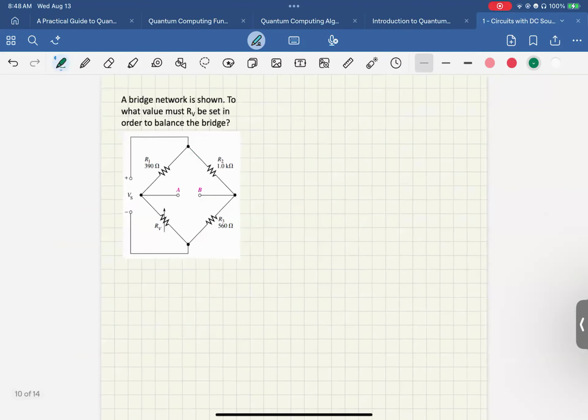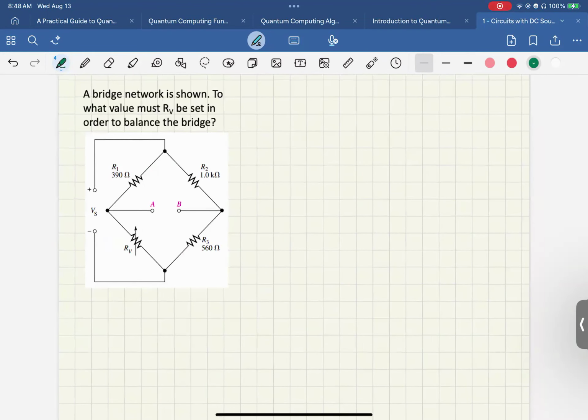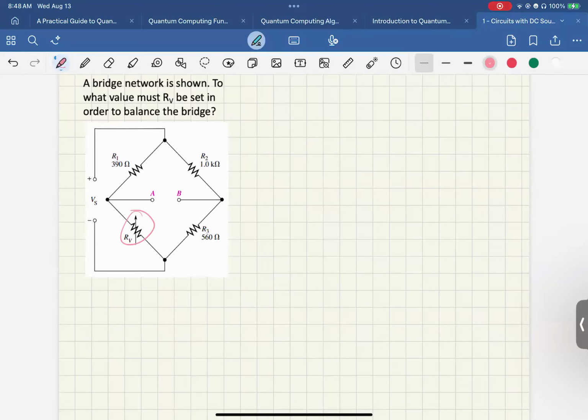Okay, so next. We have this bridge network. To what value must RV be set in order to balance the bridge? You know what this is, right? This is the schematic symbol for a variable resistor. You can tweak its resistance by turning the knob. And that's what we need to do here.